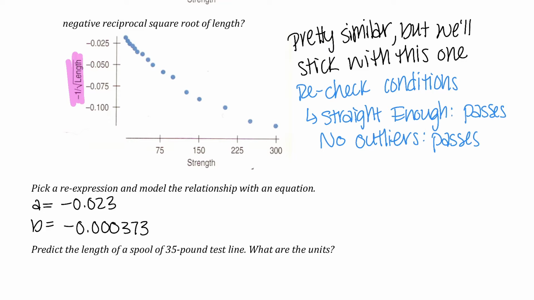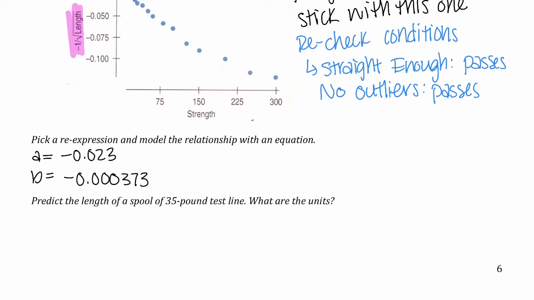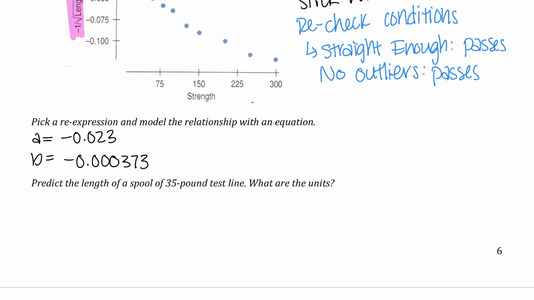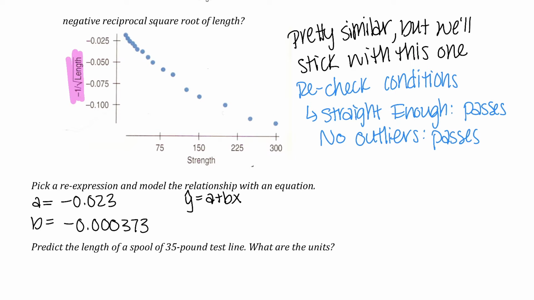Now that we have picked a re-expression, we need to model it with an equation. And I have the numbers for you. So we have A is -0.023 and B is -0.000373. So we're going to take that and we're going to plug into our y hat equals A plus bx so that we have an equation here. Our y variable is length. But remember, we chose this one here, which used -1 over the square root of length. So that's what you have to put instead of y. -1 over the square root of length hat, because that's what you're predicting.